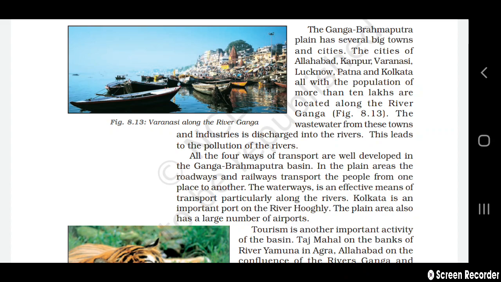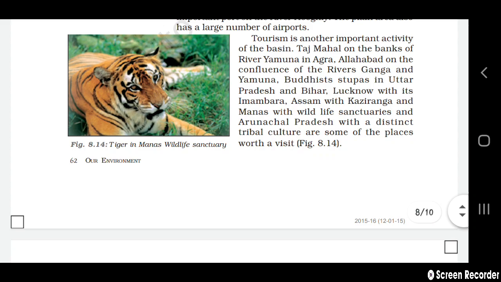All four modes of transport are developed in the Ganga Brahmaputra basin. In the plains areas, roadways and railways transport people from one place to another. Waterways are the most important means of transportation, particularly where the Ganga river is. Kolkata is an important port on the river Hooghly, and the plains also have a large number of airports. Tourism is another important activity in this basin.